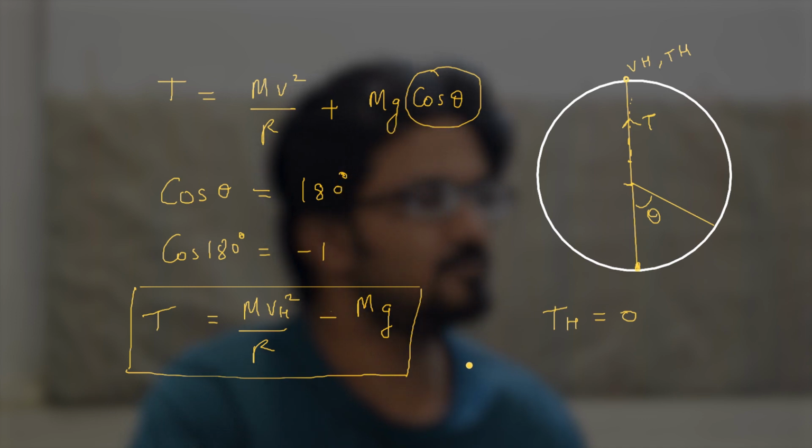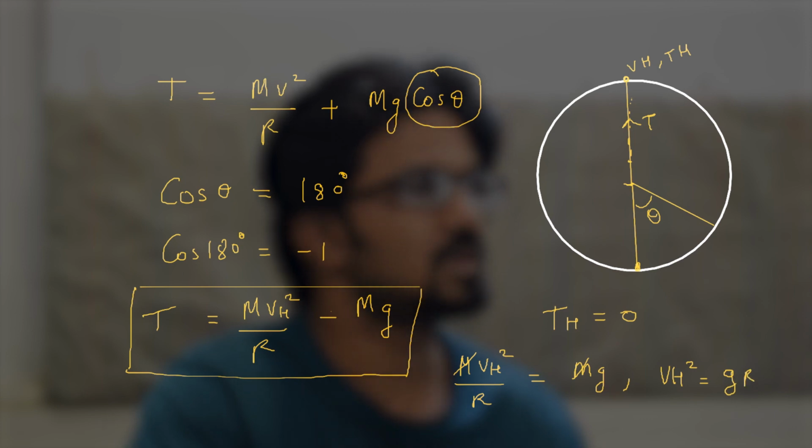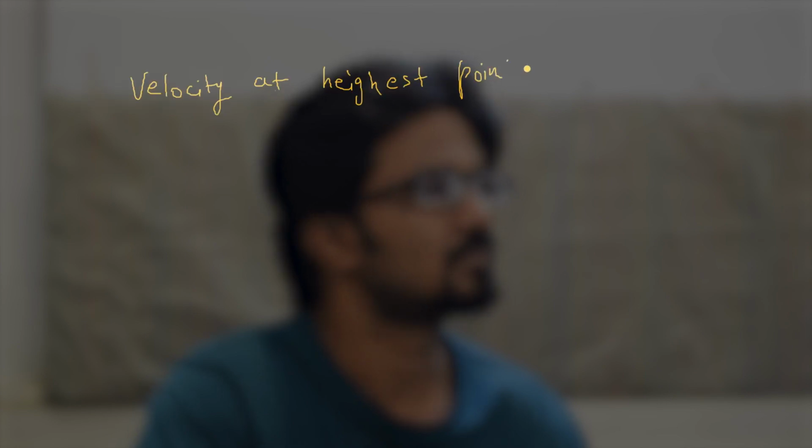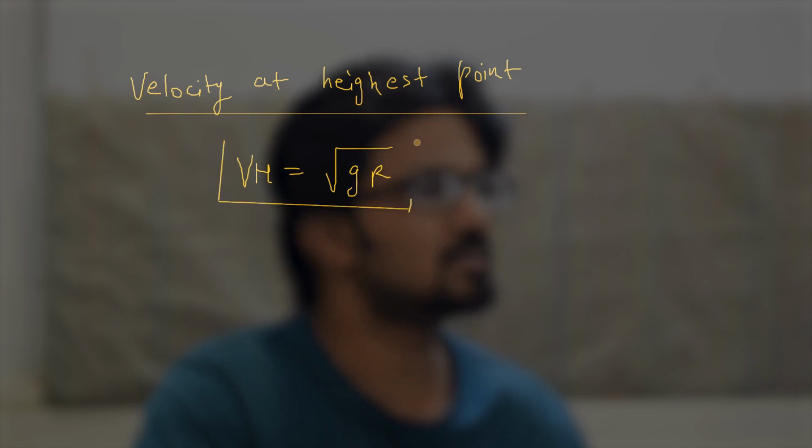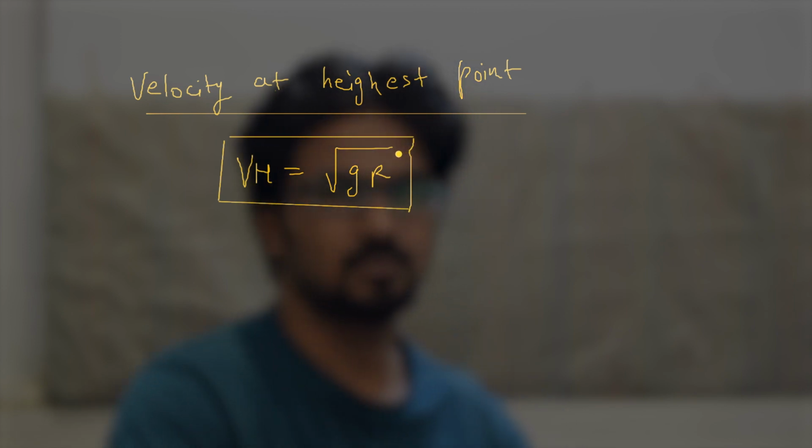So we can say that m vh square by r is equal to mg, and this gives vh square equal to gr. So the velocity at the highest point vh is equal to root gr. This is the minimum velocity required at the highest point.